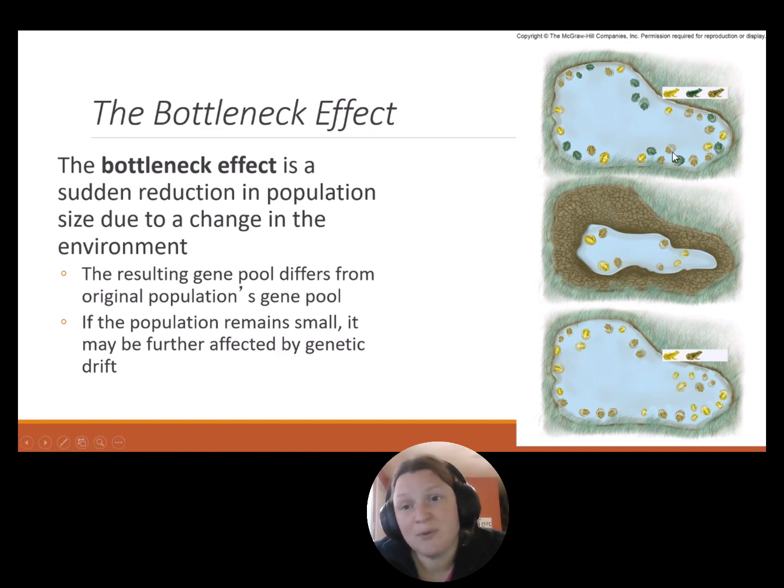So here's an example. We have this pond full of frogs. There are 3 alleles, yellow, green, and brown. There's a drought that hits one summer. Most of the frogs die off. Which ones die is random, and only a few survive to reproduce. So in the spring, we see rain, we see reproduction, but this population only has 2 alleles, the yellow and the brown. So we have lost an allele. And our new population has very different allele frequencies than our original population.